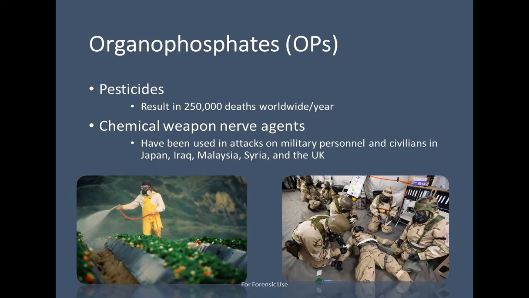A class of compounds that's likely to do this are organophosphates. Organophosphates represent pesticides as well as chemical nerve agents. Pesticides, of course, result in several deaths worldwide every year, approximately 250,000. And chemical weapons have been used over the years. Of course, they were developed for militaristic purposes, and they've been used in different attacks throughout the years, including in Iraq, Syria, and Japan.